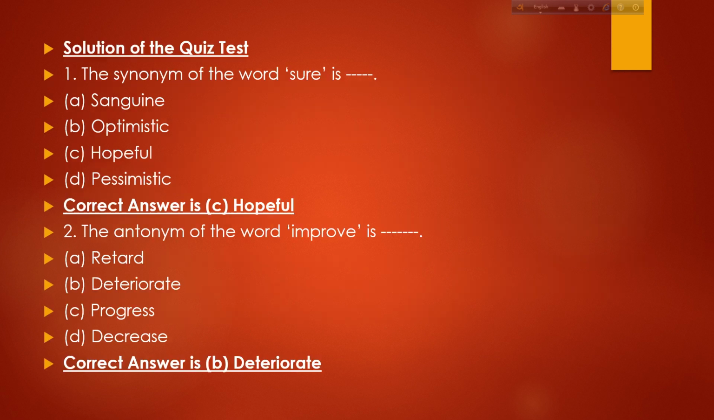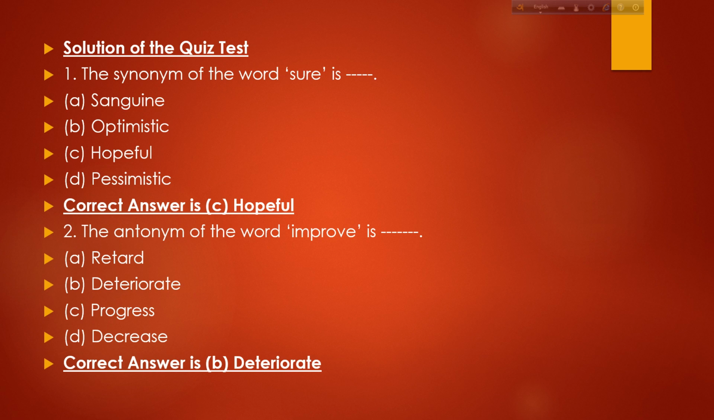Now I will give you the solution of your second quiz test that was held in Google form. So 20 questions were there. I'm discussing the questions and the answers. First one, the synonym of the word sure is dash. Four options are sanguine, optimistic, hopeful, pessimistic. So here the correct answer is C, hopeful.